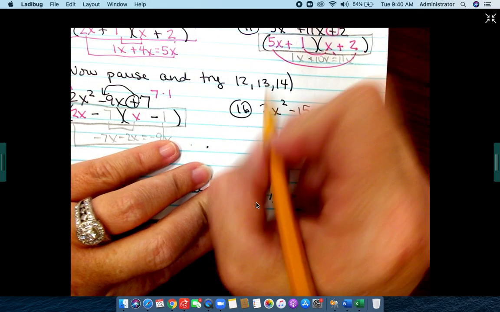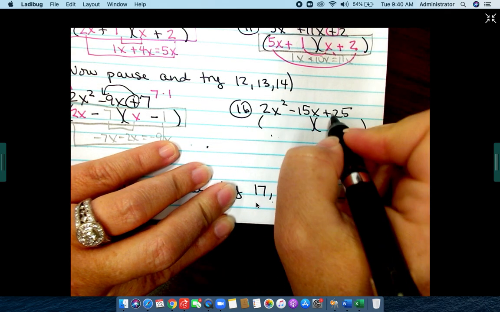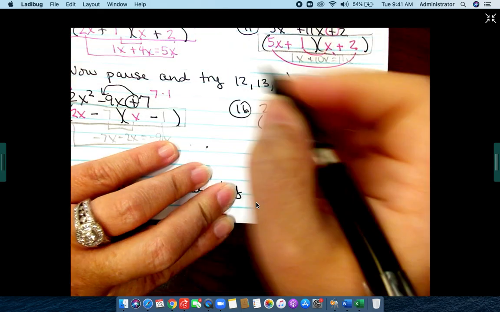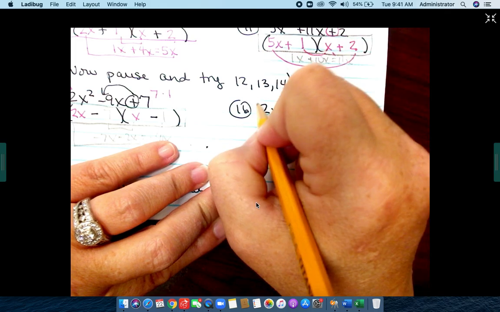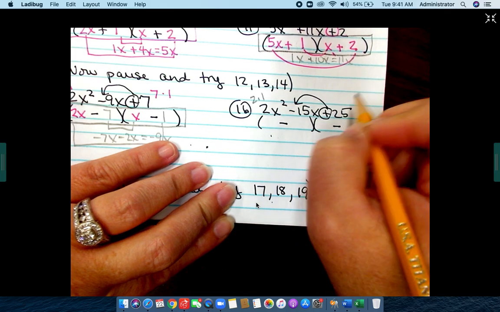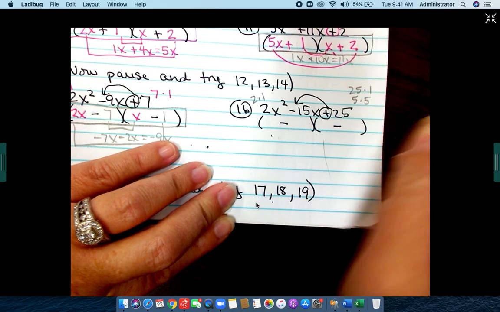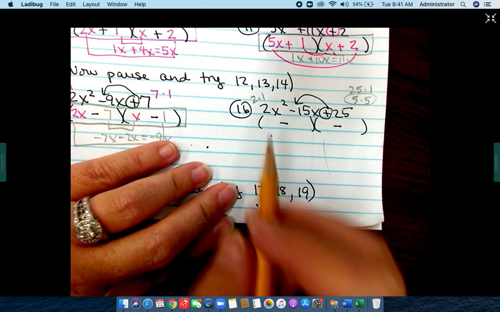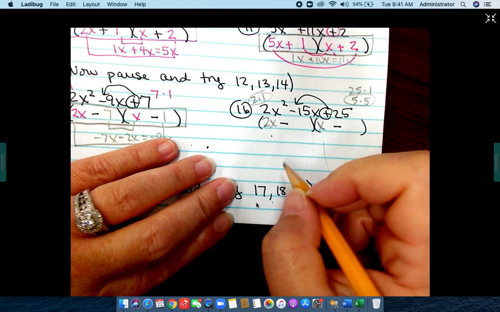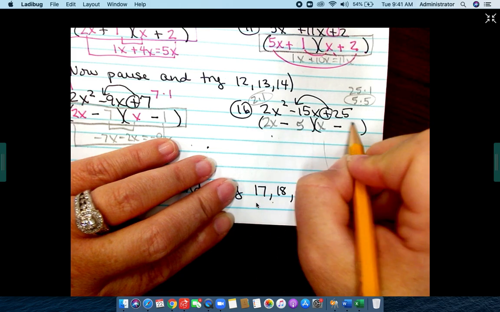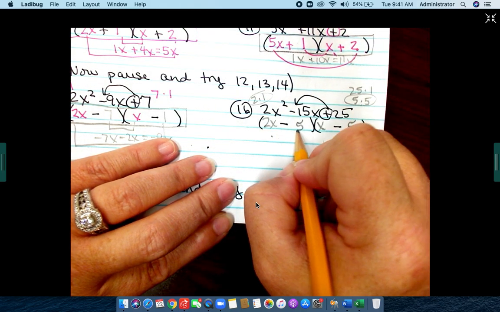So 16, parentheses. My constant term's positive, so I'm going to copy this twice. For 2x squared, I've got 2 and 1, and for 25, I have 25 and 1 or 5 and 5. But Ms. Robinson said, try the set of factors closest together. So 2x and x. If I use 5 and 5, I have no other option but right here. Let's see if this works out.